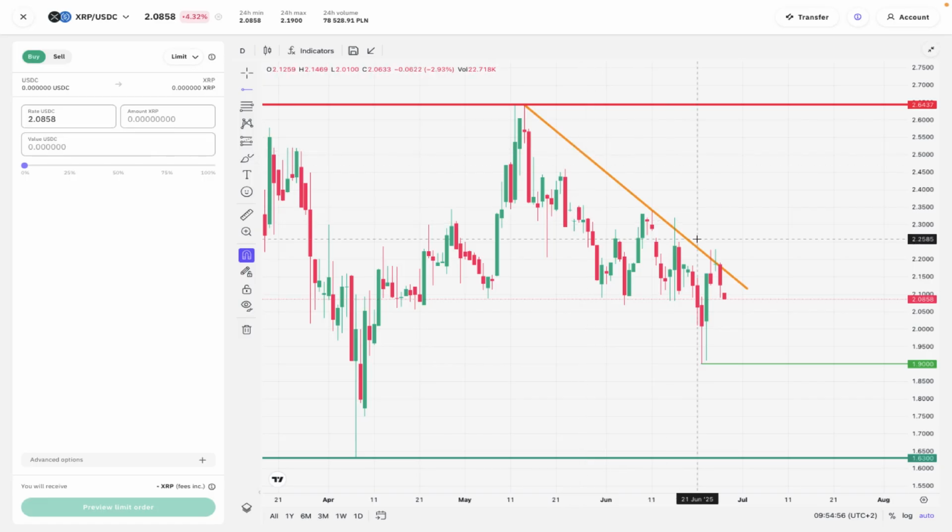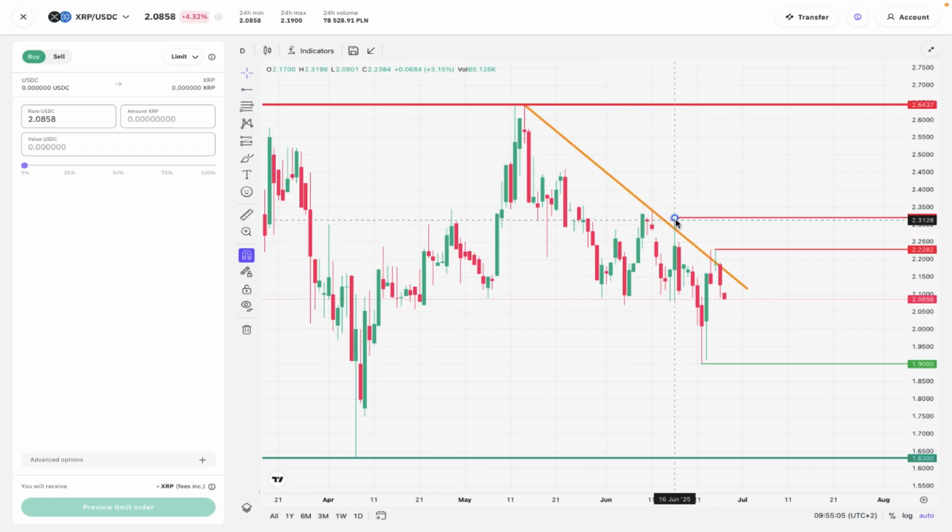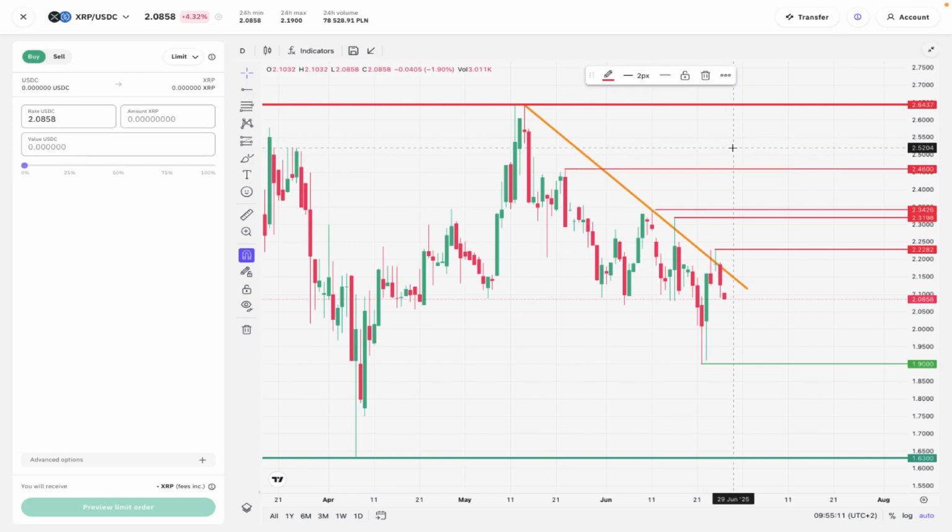So it's obvious that if they break above the trend line, the control is now on the bullish side of the market. Let me just place some kind of local resistance levels on this chart, so we know what kind of target we should expect from the breakout above the trend line.